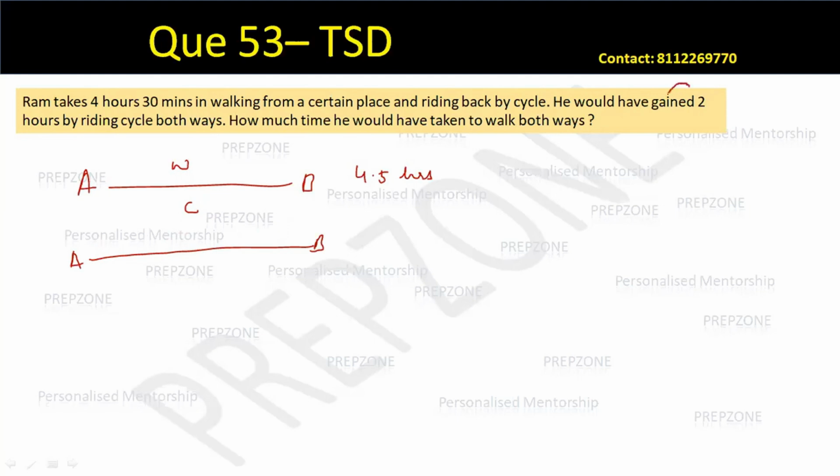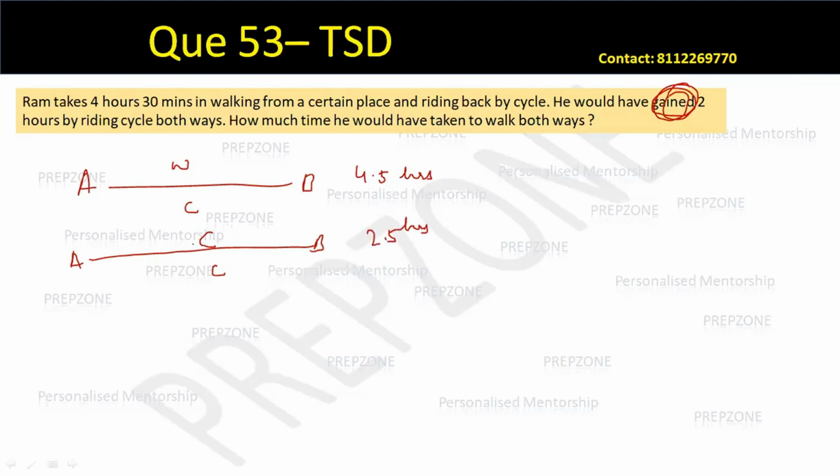Gain का क्या मतलब होता है, बस वो तुमको समझना है. See, पहले वो walk कर रहा था cycle. Now if he's cycling, he would have gained 2 hours, which means उसको 2 घंटे मिल जाएंगे, which means time taken will be 4.5 minus 2 hours, which is 2.5 hours. This is what you have to understand.